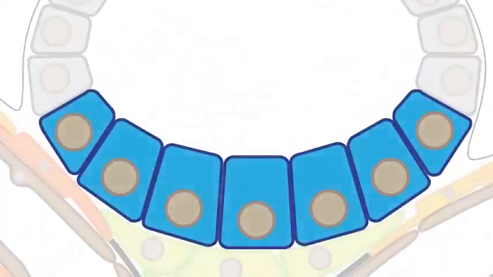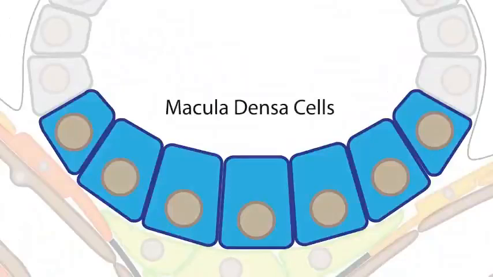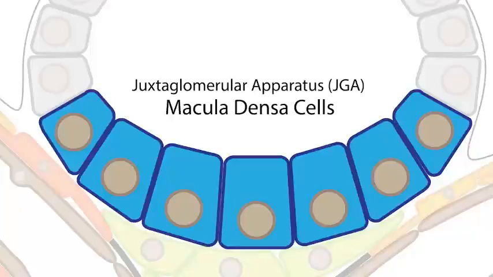And finally, the macula densa cells are specialized tubular epithelial cells that influence the regulation of glomerular filtration rate. The macula densa cells are technically not part of the glomerulus, but because they influence glomerular function, they are often referred to as the juxtaglomerular apparatus, or JGA. For more on the role of the macula densa cells, see our microlesson on the tubular glomerular feedback mechanism.